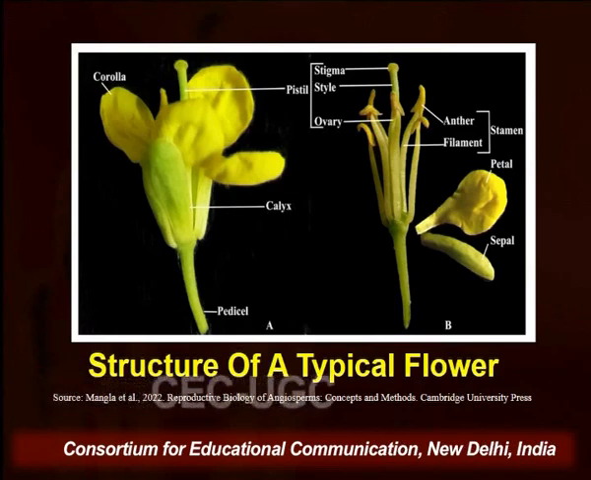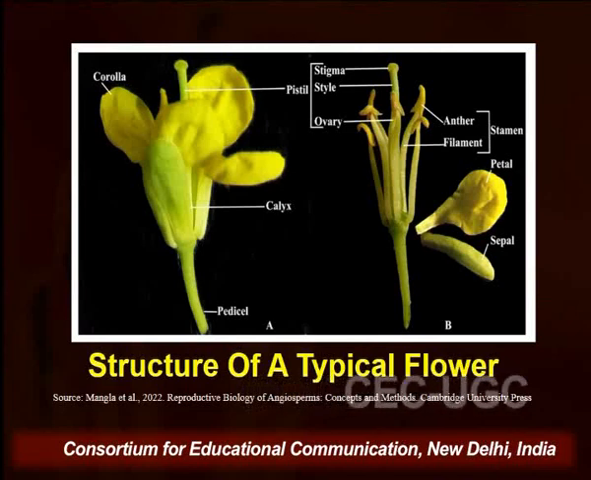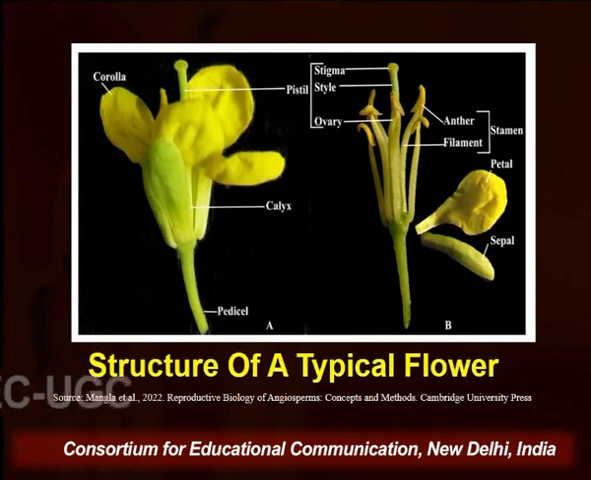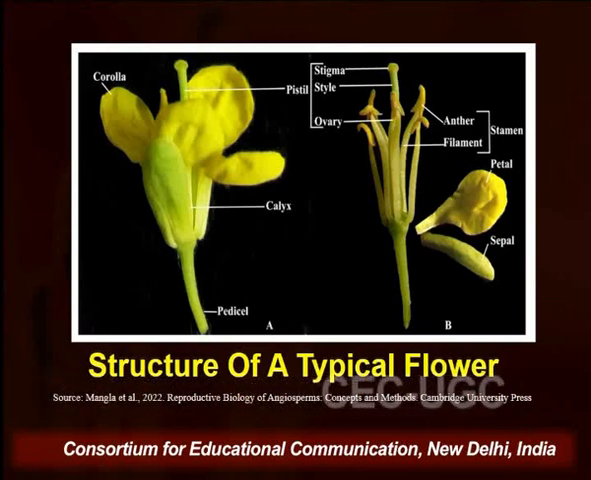Now, in this particular slide, you can see that the outermost whorl of leaves on the receptacle is the calyx. Inner to calyx is present the corolla, and then inner to corolla, the 3rd whorl is the androecium, which comprises the stamens. These are the male reproductive structures. The innermost or the 4th whorl is gynoecium, also called the pistil, which is the female reproductive structure.